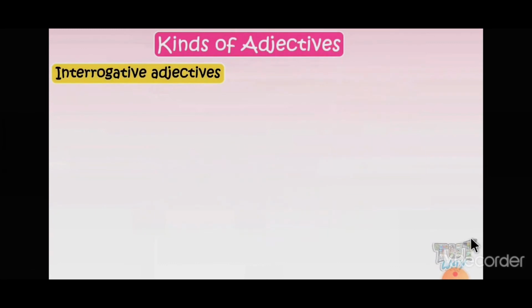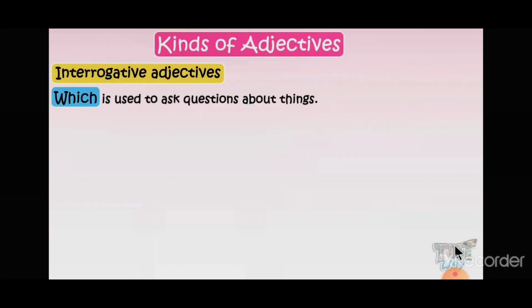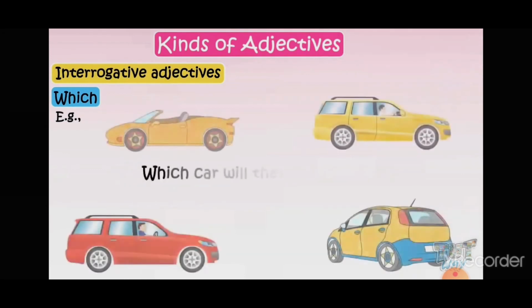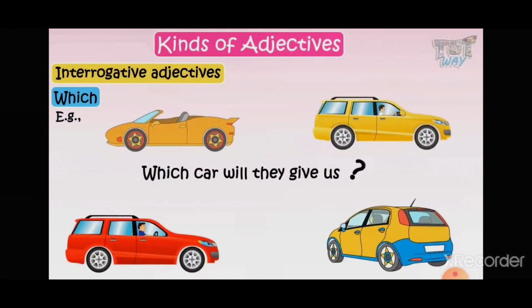Now let's learn about the adjective which. Which is used to ask questions about things. For example, which dresses do you like the most? Here, the adjective which is used to ask about dresses, which are objects. Which car will they give us? Here, the adjective which is used to ask about the car, which is an object.